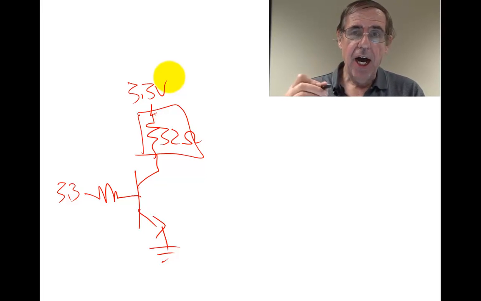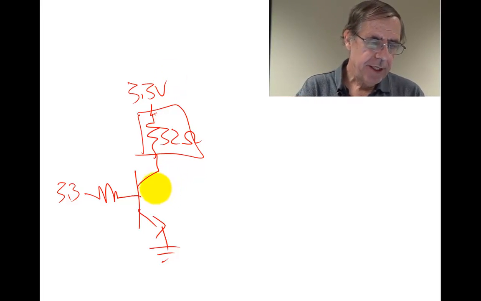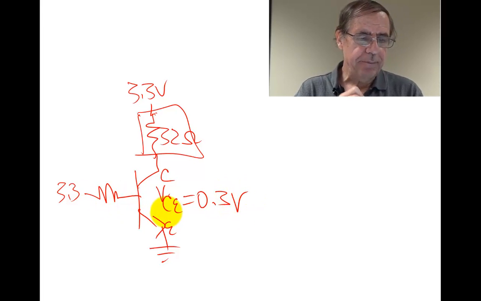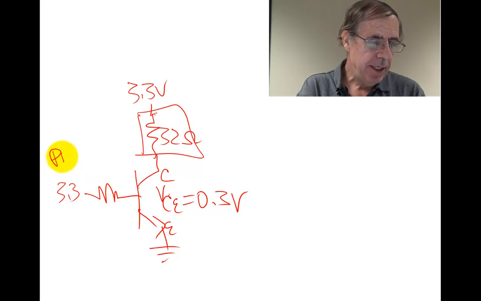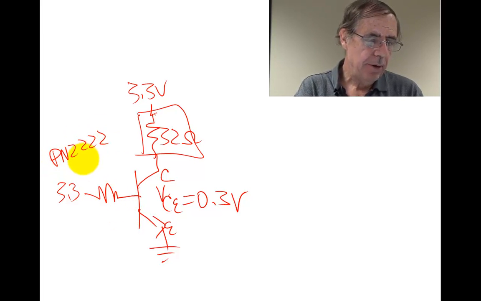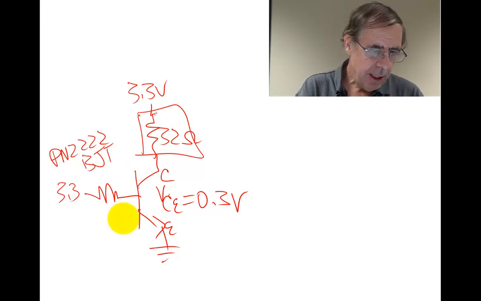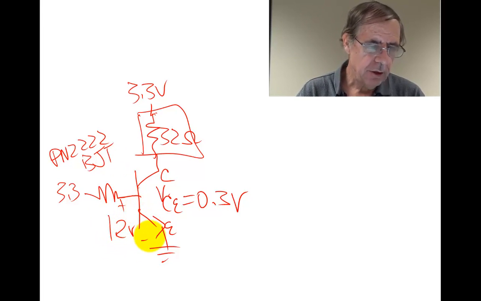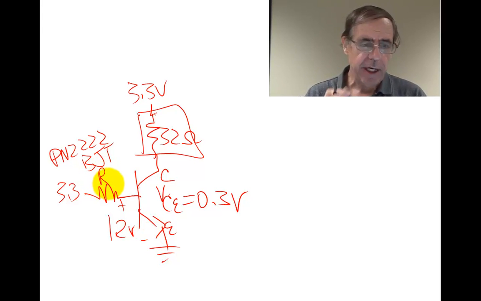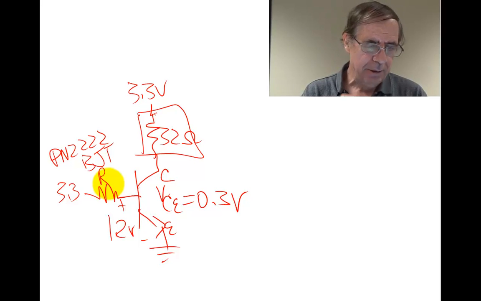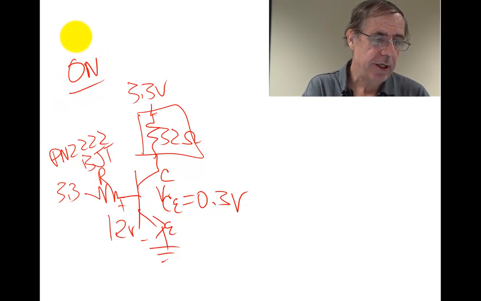So when this is on, saturated mode, completely on, this voltage across the collector emitter, this VCE voltage, is going to be about 0.3 volts. And in order to get it to come on, if this is a PN2222 bipolar junction transistor, there's lots of transistors you could use, but we're going to use that one, we're going to need about 1.2 volts across here. We'll talk about the resistor in a moment, but just to give you a sense of what happens, now let's look at saturated mode. This is completely on.